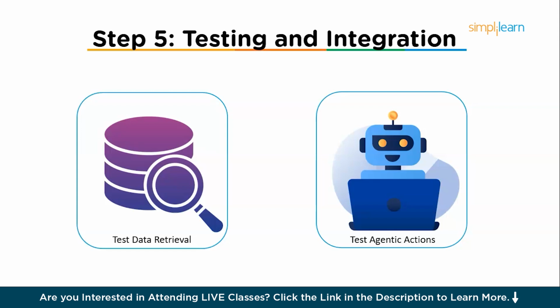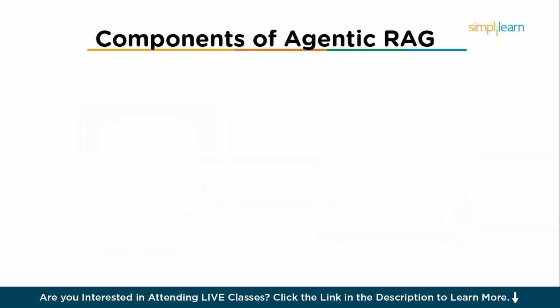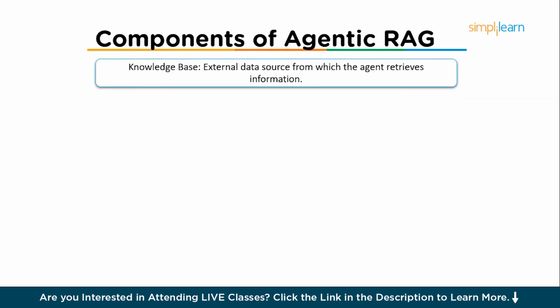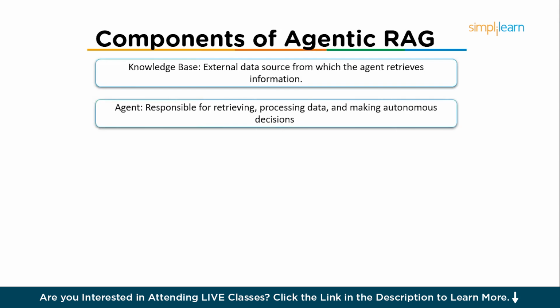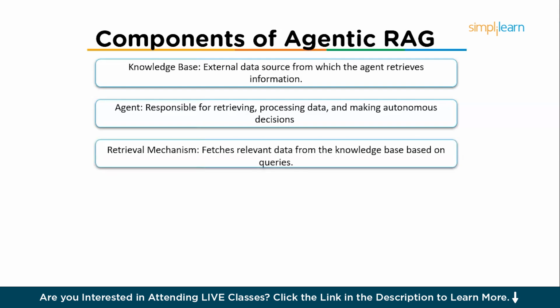Now that we understand all the steps, let us see what the components of Agentic RAG are. The first component is the knowledge base. The knowledge base is the external data source from which the agent retrieves information. Moving on to the second, we have the agent. It is responsible for retrieving and processing data, and making autonomous decisions. Then we have the retrieval mechanism. It basically fetches the relevant data from the knowledge base based on the queries.